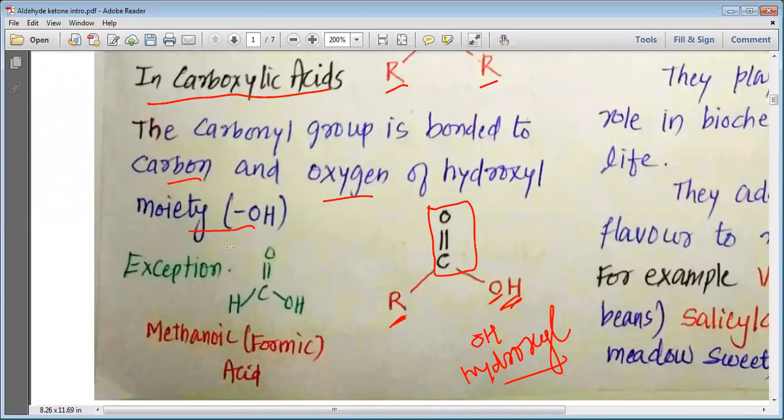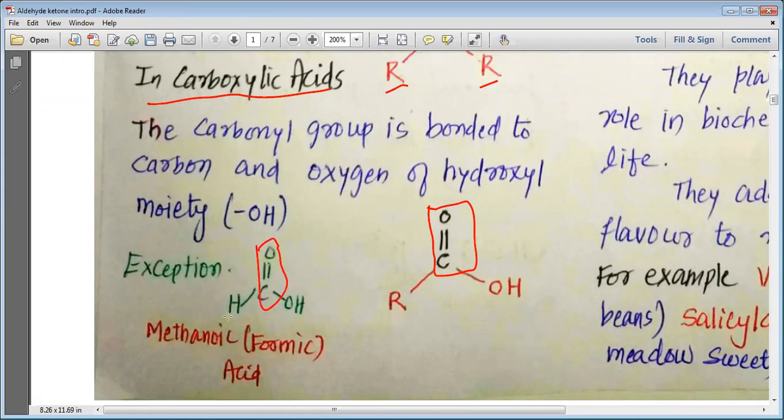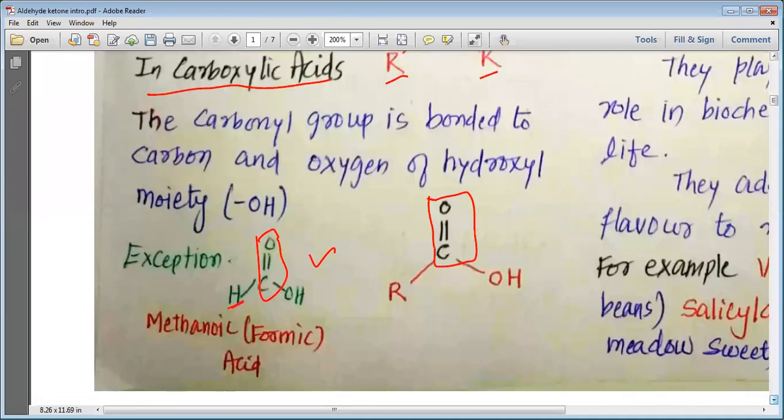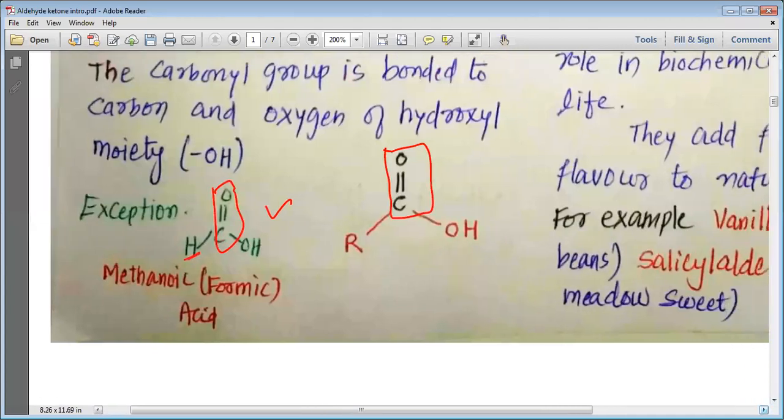There is one exception here in the case of the carboxylic acid: in methanoic acid, which is also known as formic acid, my dear students, you can see that the carbonyl group is not bonded directly to a carbon. This is the only carboxylic acid where this happens, and we can easily understand it as an exception.